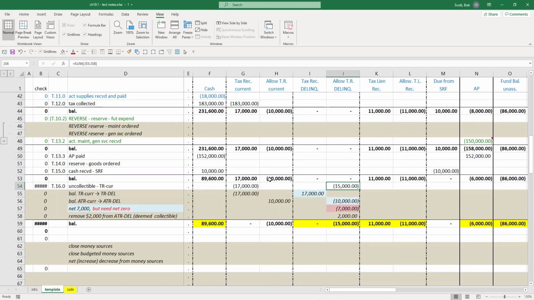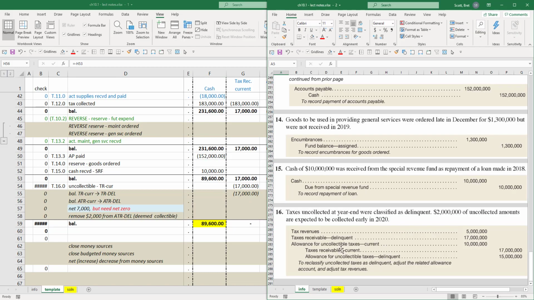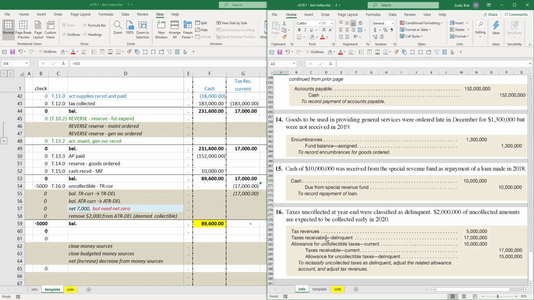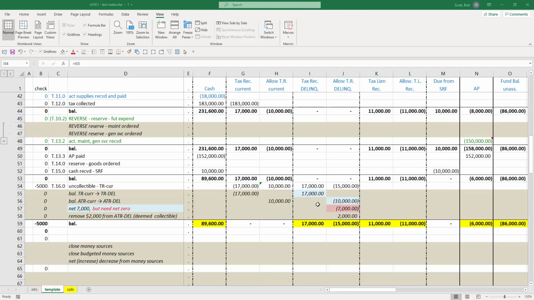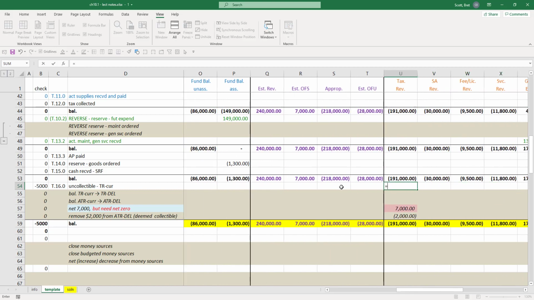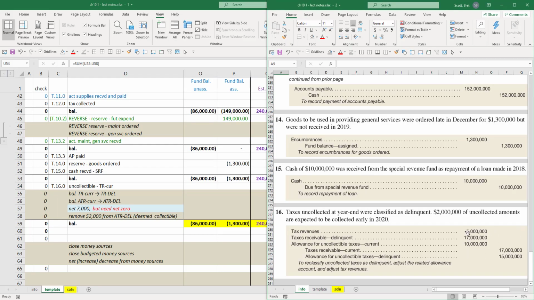What were the debits? Well, 10 million was taken out of allowance for tax receivable current. Where is that? Allowance for tax receivable current, 10 million debit. We also had a debit to the tax receivable delinquent account, 17 million debit. Where is that? Tax receivable delinquent, 17 million. Where's the other portion? Tax revenues, 5 million debit. What? Yep, tax revenues, 5 million debit.